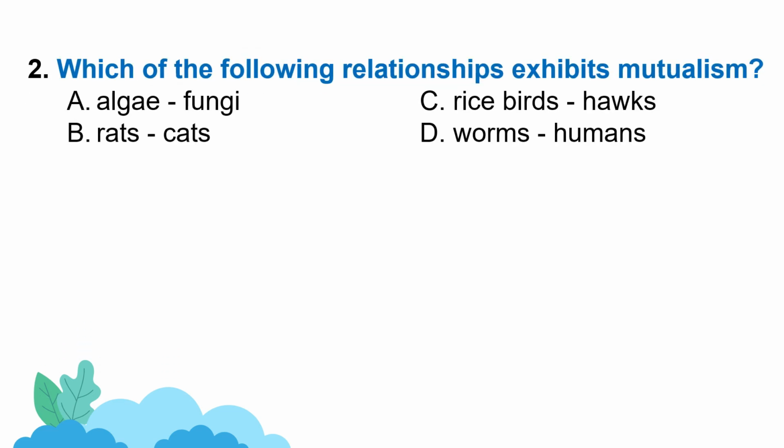2. Which of the following relationships exhibits mutualism? A. Algae, fungi. B. Rats, cats. C. Rice birds, hawks. D. Worms, human.